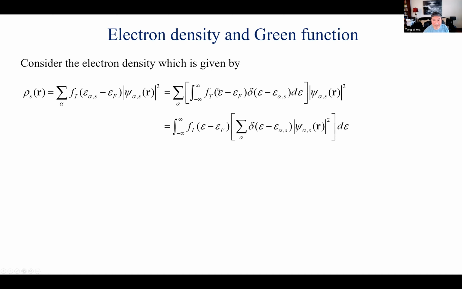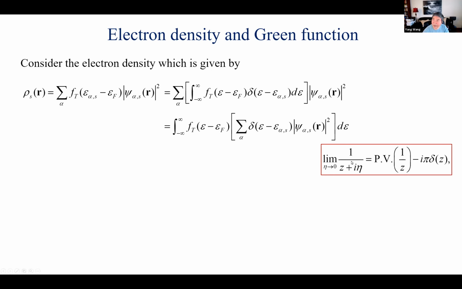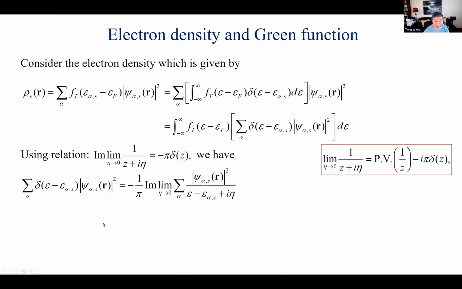Then I just take that integration out and put the summation inside. This is how I can write things like this. Okay, so why do I do this? Now, I use this fact from complex analysis: 1 over z plus i eta, as I let eta approach 0, can be written in two terms. One is called the principal value term, 1 over z, minus i pi times a delta function. This is just a simple fact about complex functions, which I just quote here. So I use this relation. Basically, the imaginary part of this is just pi times the delta function.